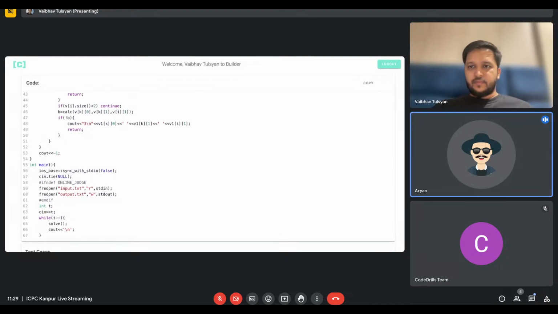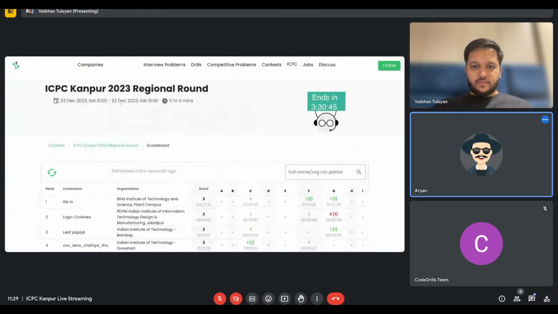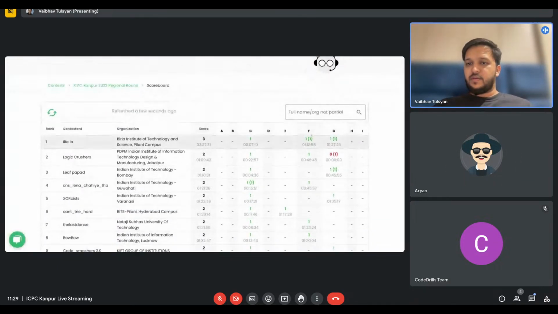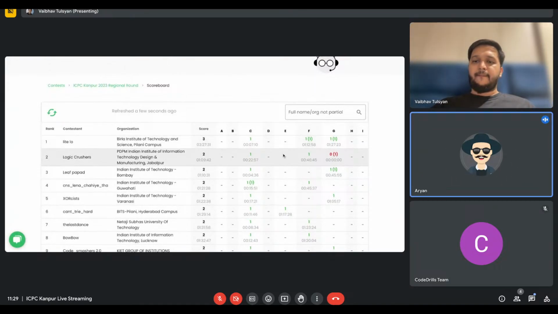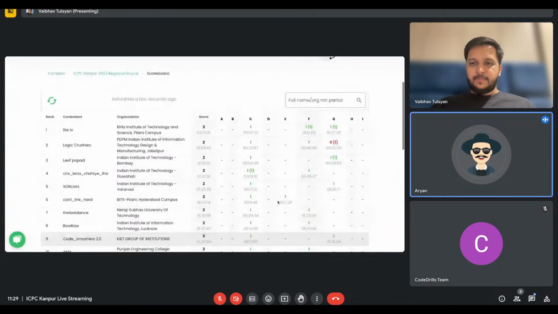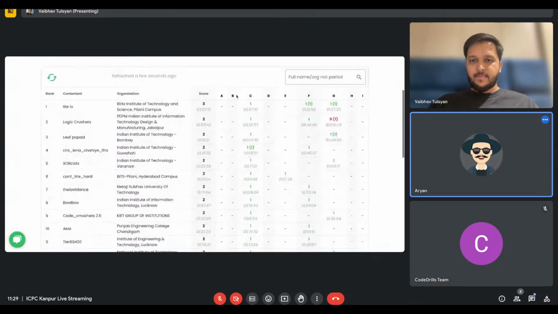Okay, we have got someone with three ACs. It's Light Low from Bits Pilani. Okay, nice. They have just got an AC on protected parenthesization. So the first team to get three ACs is Light Low from Bits Pilani Hyderabad campus. Bits Pilani campus, not Hyderabad.